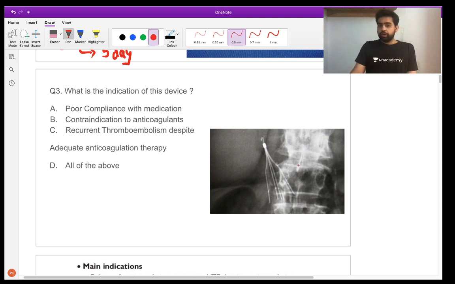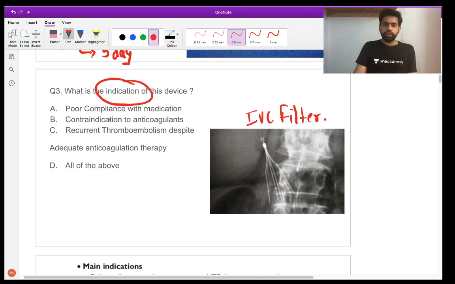So what is shown in this particular image? What do you see here? So this is an IVC filter. Very good. It is basically a Greenfield IVC filter. Okay, right. So what is an indication of this device? Is it poor compliance of the medications on the patient side, contraindication to give any anticoagulant, recurrent thromboembolism despite adequate anticoagulation therapy, or all of the above?